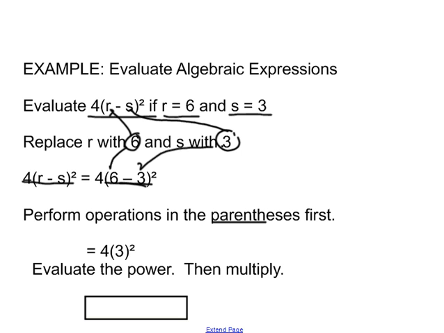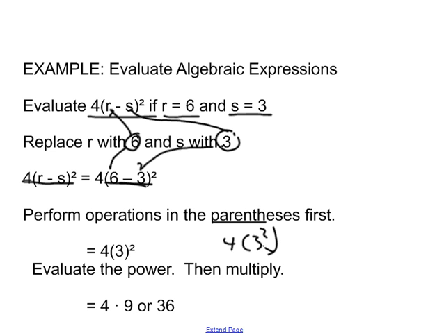So we take 6 minus 3, of course we get 3. Now we're going to do the powers part second. So we have 4 times 3 squared. The 3 squared becomes 9 because that's 3 times 3, which gives us then 4 times 9, or of course our final answer is 36.